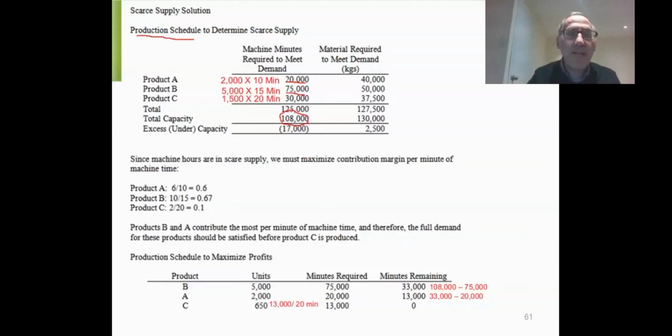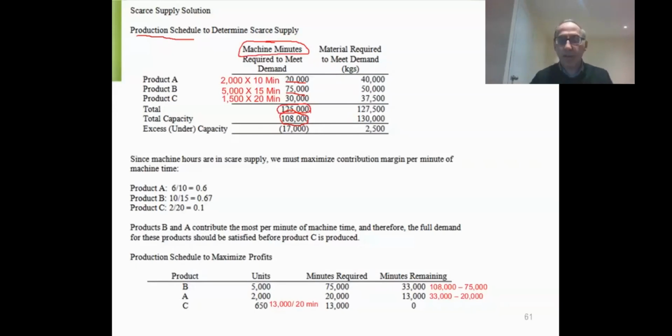So to fully meet demand, we're going to need 125,000 minutes. But there's only 108,000 minutes available, 1,800 hours. Therefore, it looks like we don't have enough capacity. We're 17,000 minutes short. So machine hours, or machine minutes, whatever you want to call it, is clearly in scarce supply. We don't have enough of it.